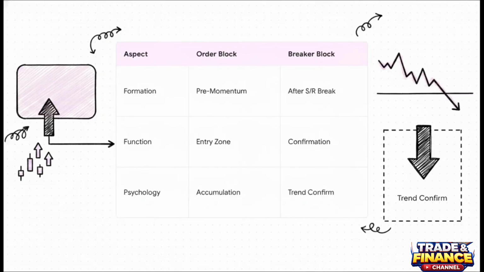But here's the really cool part. When an order block fails and breaks, it actually recycles into what we call a breaker block. It's exactly like old support turning into new resistance. A failed bullish order block flips into a bearish breaker block. It transforms from an accumulation zone into a trend confirmation zone. The market is just incredibly efficient like that.